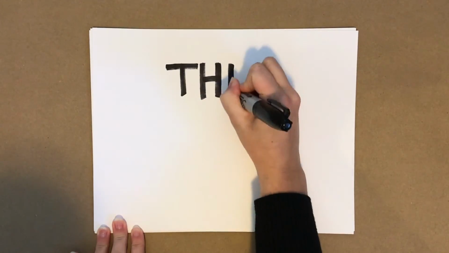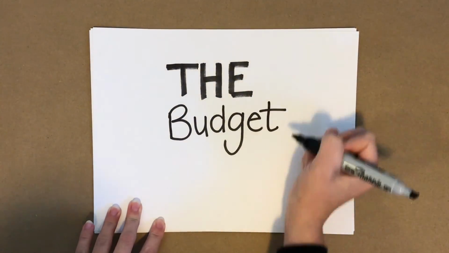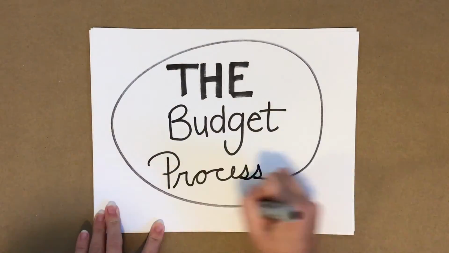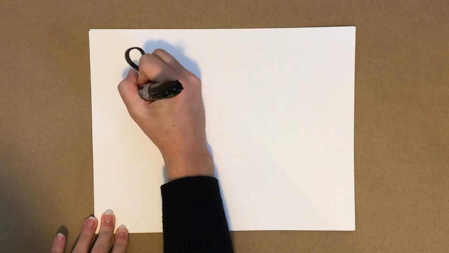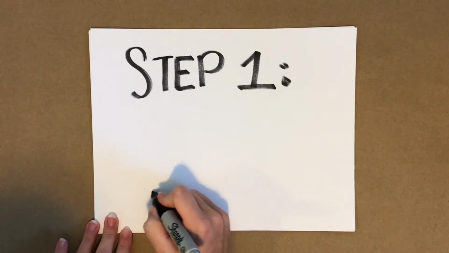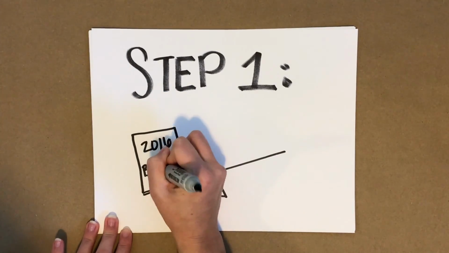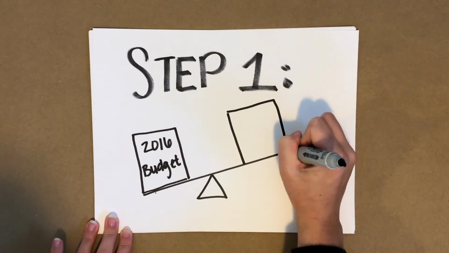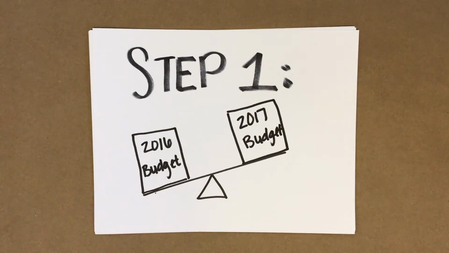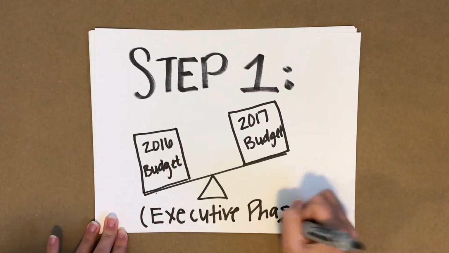The first thing we need to talk about when discussing all of this is the breakdown of it. So the first part of this, we're going to talk about the budget process. We'll break it down into a few steps. So the first part of this is determining whether current items appropriated are really necessary. We do this by evaluating a budget from previous years and comparing it to when we're doing this year's budget. This part is also known as the executive phase.